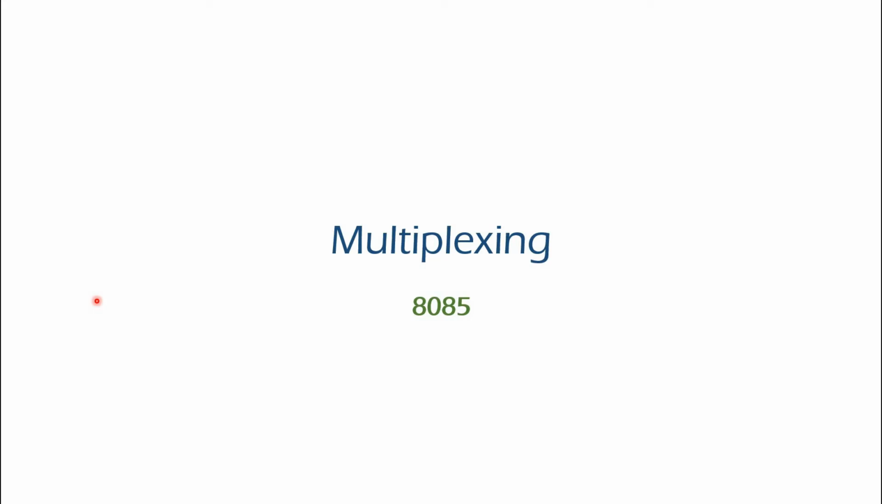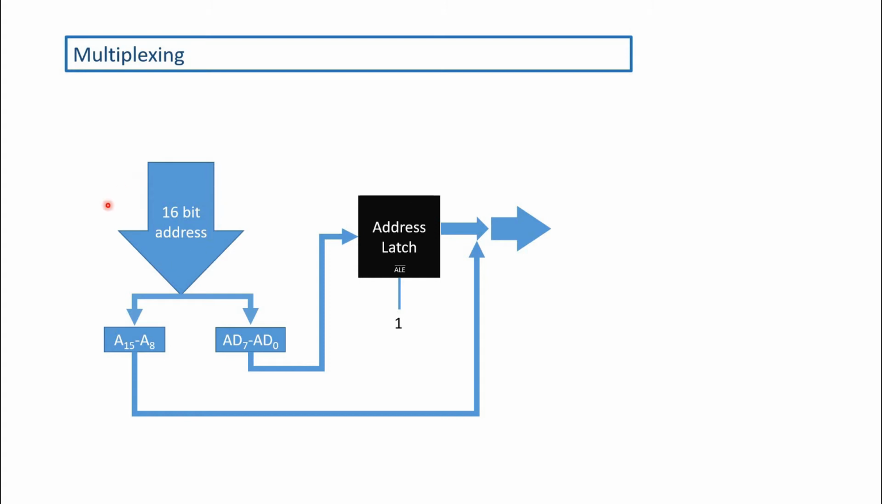Welcome back. Today let's talk about multiplexing. Here you can see your 16-bit address bus. That means this particular bus has 16 individual address lines. Okay, this bus as a whole carries your address.